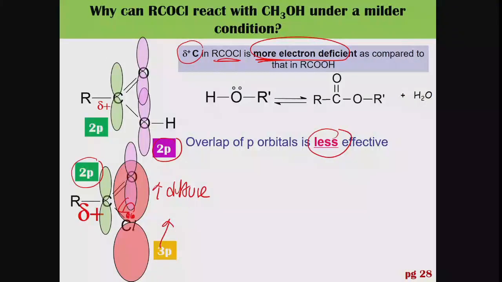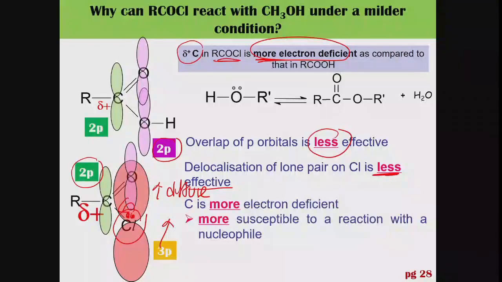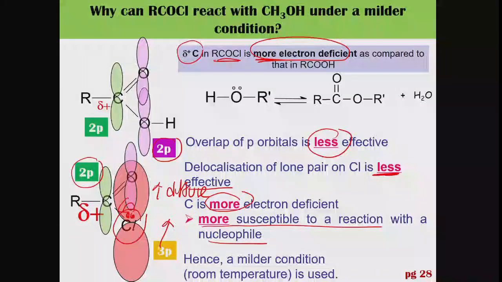Because of the less effective overlap, even though the lone pair can delocalize on chlorine, the delocalization is less effective. So most of the time, the lone pair is still on the chlorine atom. Because of that, your carbon in your acid chloride is more electron deficient, and hence it will be more susceptible to a reaction with a nucleophile. So I just need a milder condition.